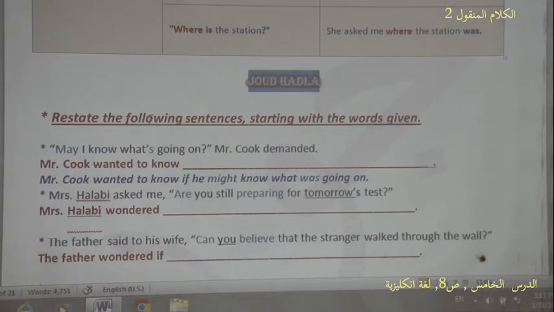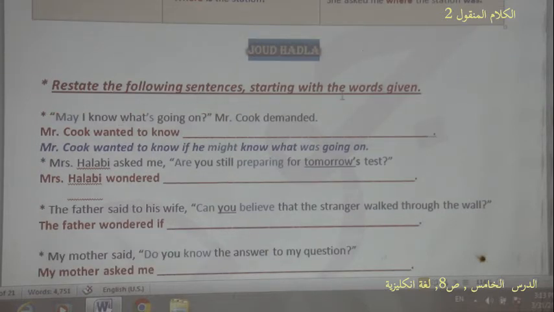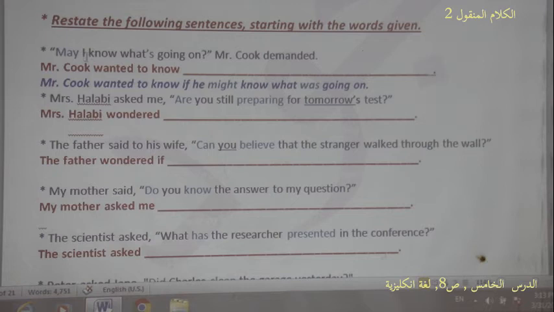Now this will be the form of your question in the final exam: rewrite the following sentences starting with the words given. First of all, you need to identify whether it is a statement or a question. Here, all the examples are questions. So, may I know what's going on? Mr. Cook demanded. We can ask with demanded, with asked, with wanted to know, with wondered. So Mr. Cook wanted to know, or asked.